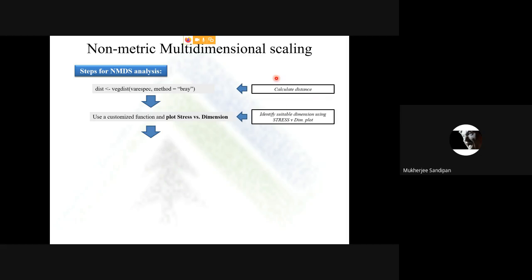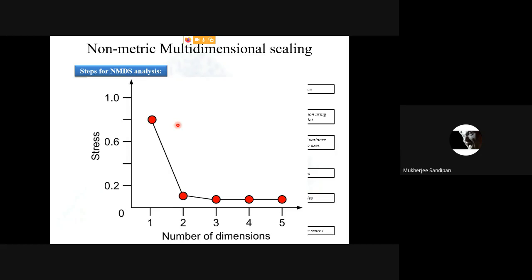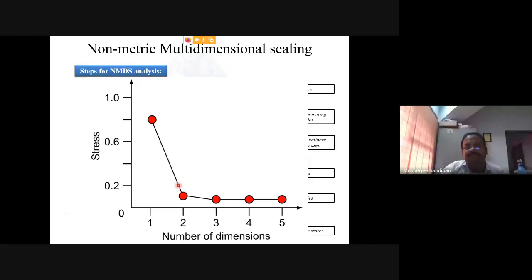So in the first step, you calculate distance, and then you use a customized function to plot stress versus dimensionality. When you plot stress versus dimensionality, it gives you a plot like this. The ultimate aim is to reach a dimension where your stress is minimum, but you have to pick up the first hinge point.